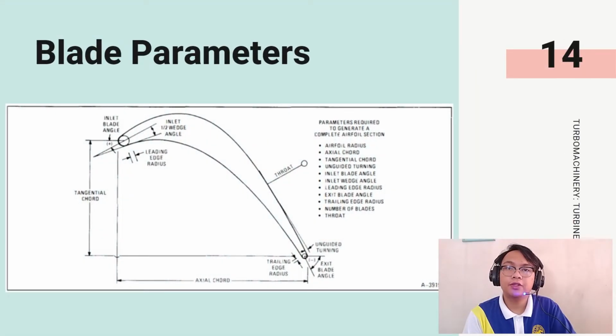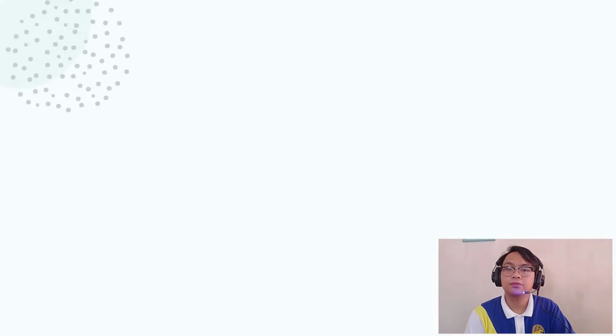For the blade parameters, the airfoil is described by a set of 11 parameters. These parameters include the following: airfoil radius, axial chord and tangential chords, unguided turning, inlet blade angles, exit blade angles, leading and trailing edge radii, inlet wedge angle, and of course, the number of blades and throats.